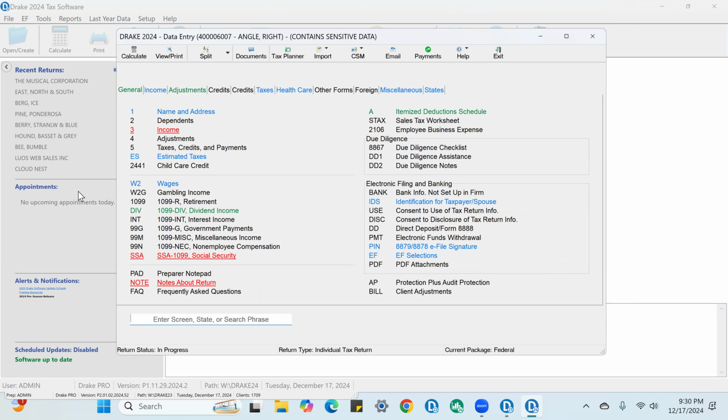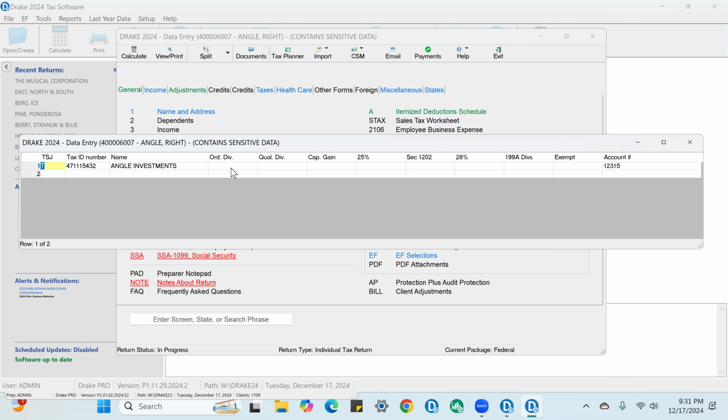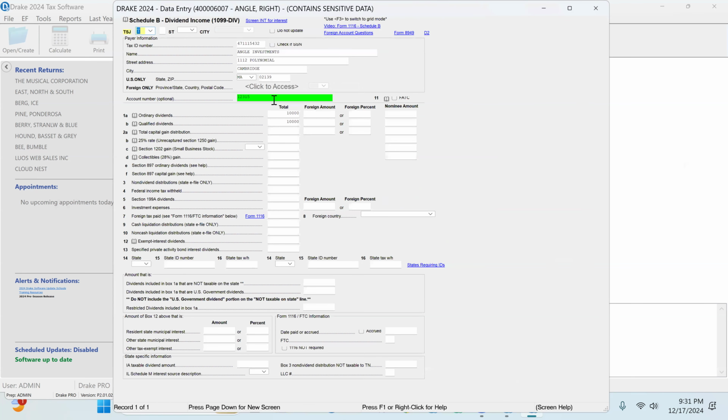Okay, one more piece of information is for the dividend. The dividend is like here. This person has 10,000 of dividend, not 1,000. Okay, and all of this 10,000 is qualified dividend. Now they're the same investment company, so I don't need to do anything else. I just input those two numbers.